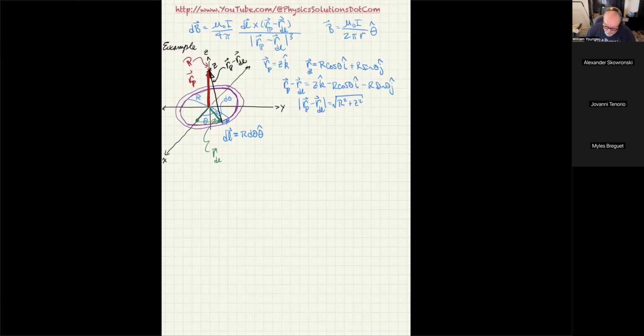And that's it. If you wanted to take the time, you can actually use the three-dimensional Pythagorean theorem for RP minus RDL. It would be the square root of z squared plus r squared cosine squared theta plus r squared sine squared theta. But again, the last two terms have r squared in them, so you could factor out the r squared, and that would give you z squared plus r squared times cosine squared plus sine squared. Cosine squared plus sine squared is 1, so that's why you get r squared plus z squared. Exactly, Alex. All right. So now we've got all the parts filled out.